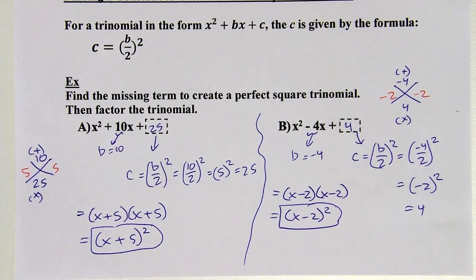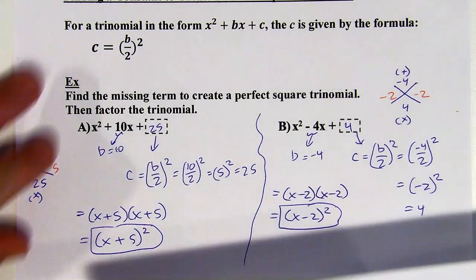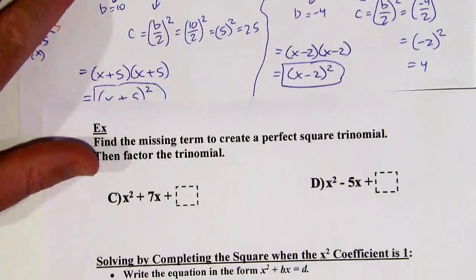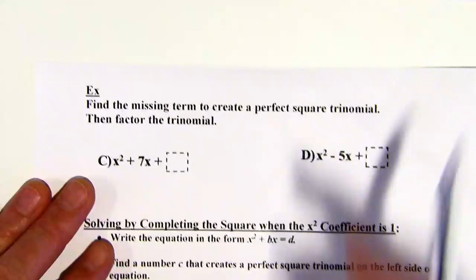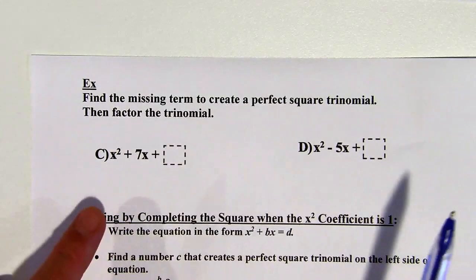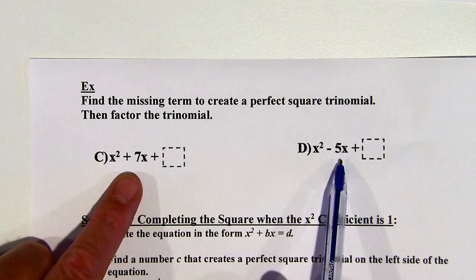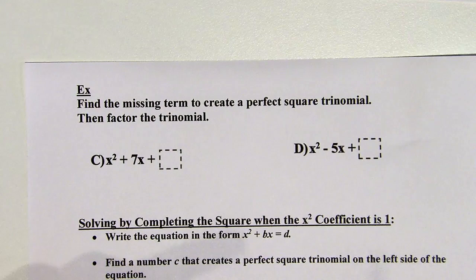Let's try two more on the next page. These ones are going to be a little trickier. At first glance, they look like they'd be about the same. It's not like we have really big numbers or anything, but these are a little tougher just because those b values are odd. Okay, so that means when you divide them in two, you're going to get a fraction.